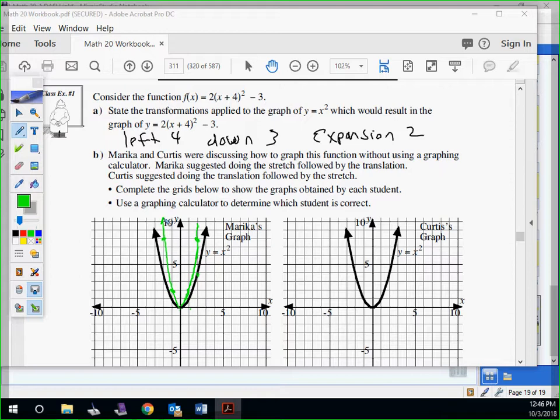And now she's going to do the translation. So the translation of left 4, down 3. So 1, 2, 3, 4, 1, 2, 3. So hers is there. That's where her spot is. And I know it's over 1 up 2, over 1 up 2, over 2 up 8.